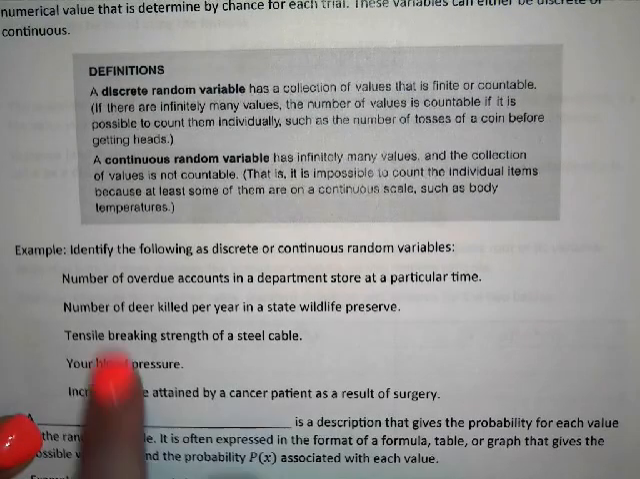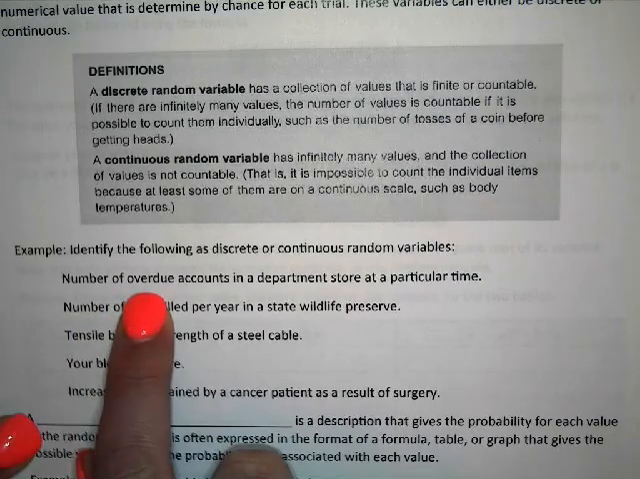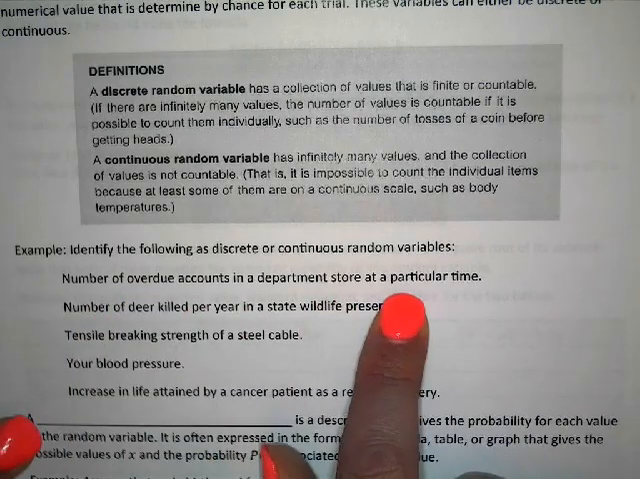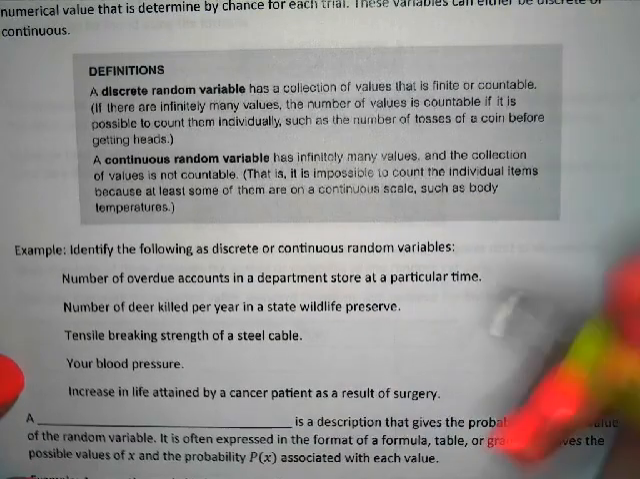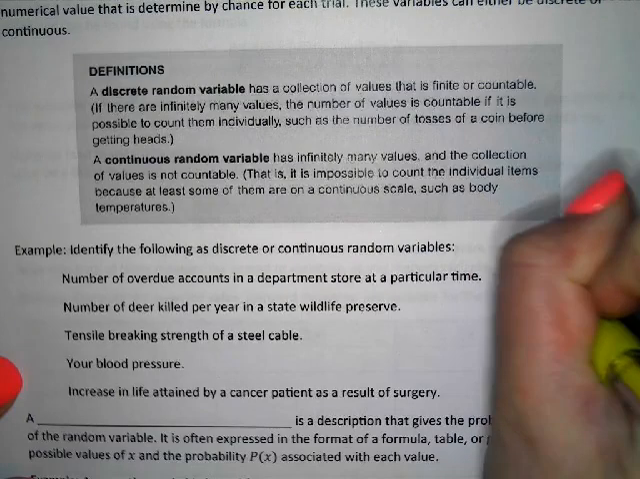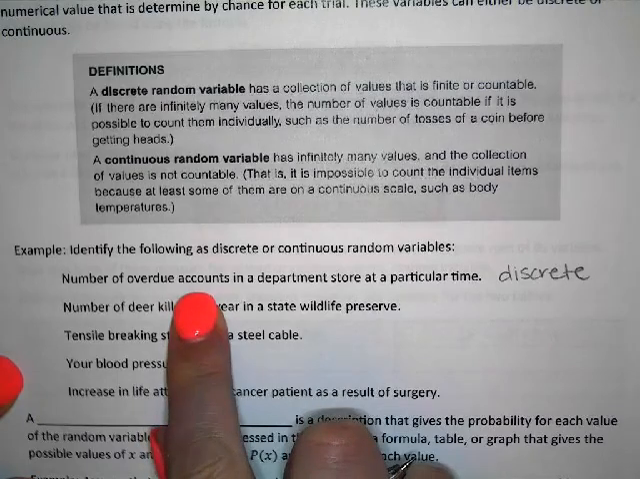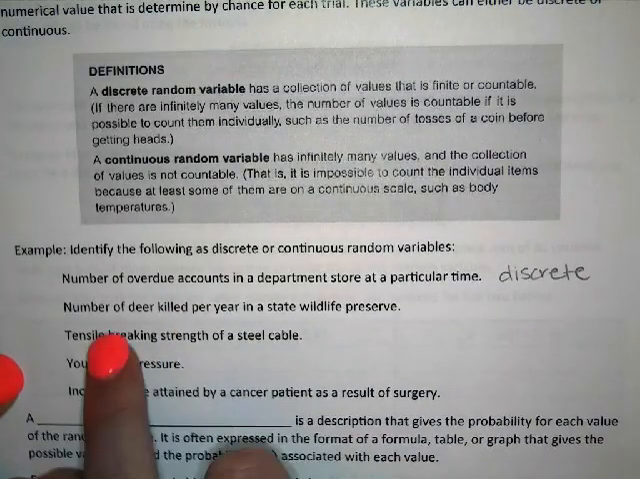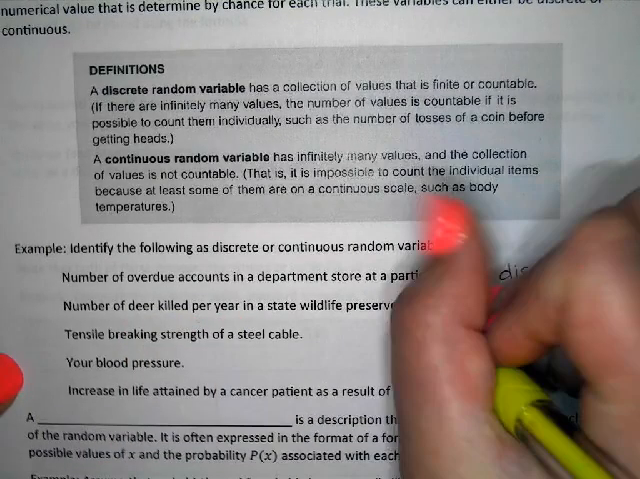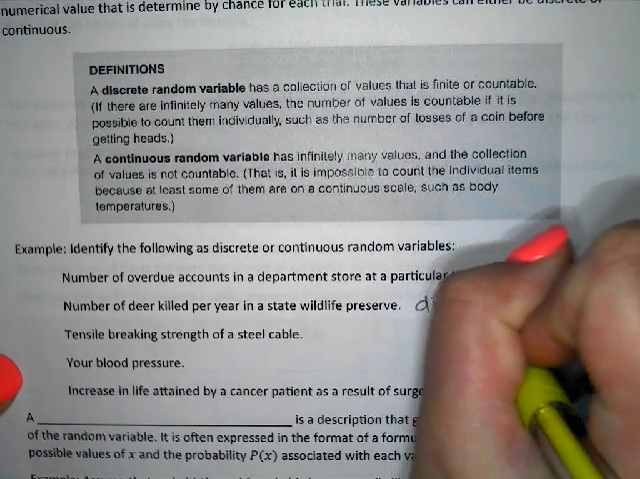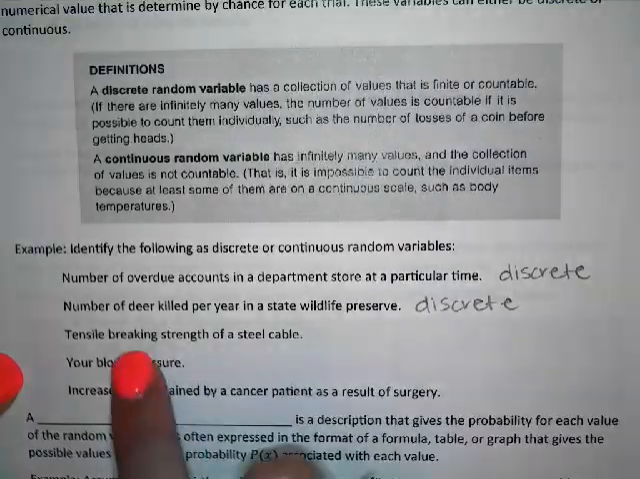in an actual setting. So here it says the number of overdue accounts in a department store at a particular time. Would that be a discrete random variable or a continuous random variable? And the answer is discrete. You wouldn't have part of an overdue account. You either have one or you don't. So that would be a discrete number. The number of deer killed per year in a state wildlife preserve, this would also be discrete. You're not going to have half of a dead deer. It's either a whole number or not.